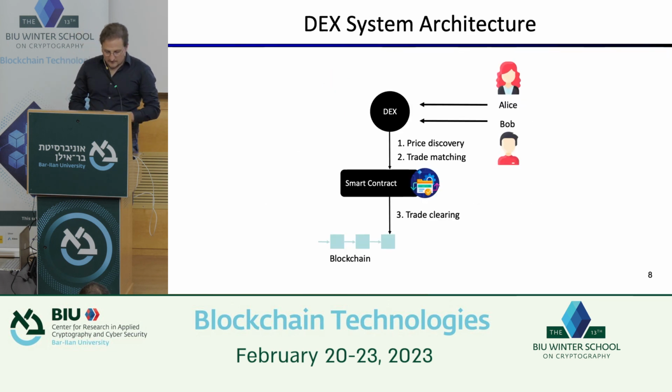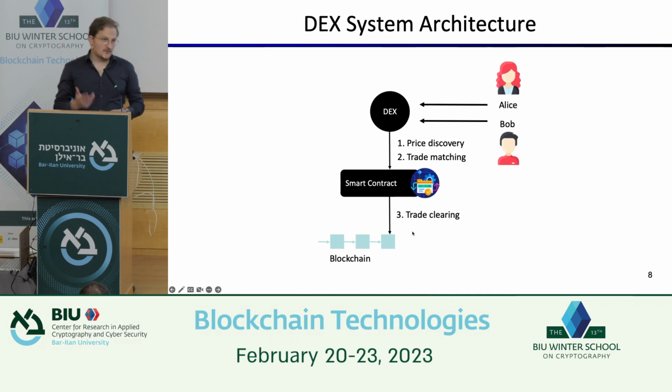And on the very high level, we have here a comparison with the approaches of the centralized markets that we discussed on Monday. So we need to have a price discovery mechanism, we need to have trade matching, and we need to have a trade clearing system. So these three systems are necessary to perform a swap. And so the goal would be to implement all this within a smart contract.